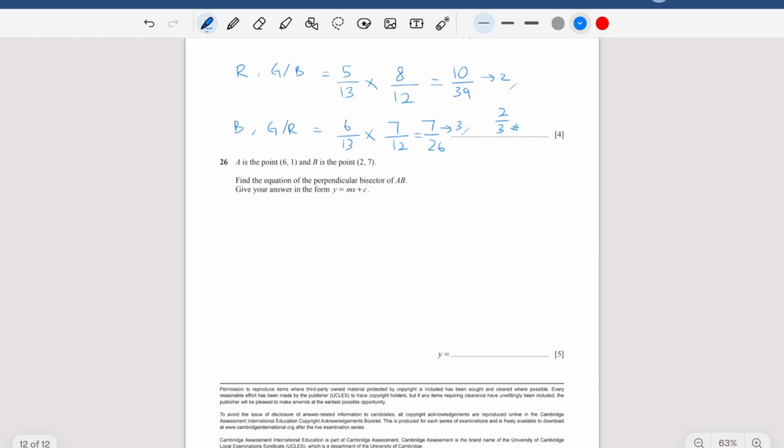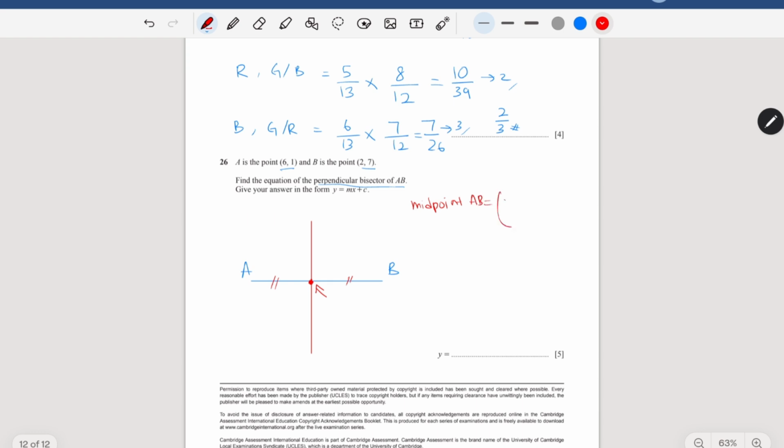Okay, let's go to the last question. A is the point (6, 1), B is the point (2, 7). Find the equation of the perpendicular bisector of AB. Okay, so if it is a perpendicular bisector, it means that if you have a line AB, the perpendicular bisector will cut the line AB right in the middle. So the distance from A to the perpendicular bisector and the distance from the perpendicular bisector to B will be equal. So if you want to find the coordinate over here, it means you need to find the midpoint of A and B.